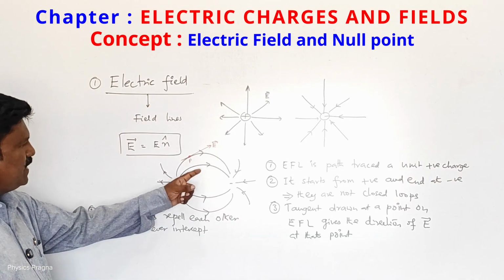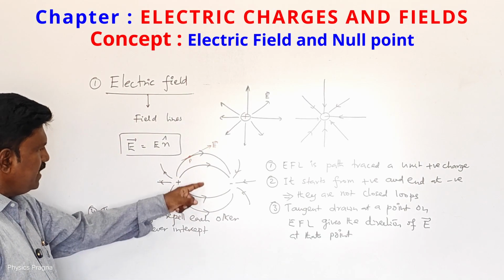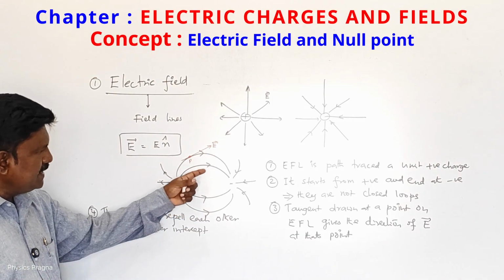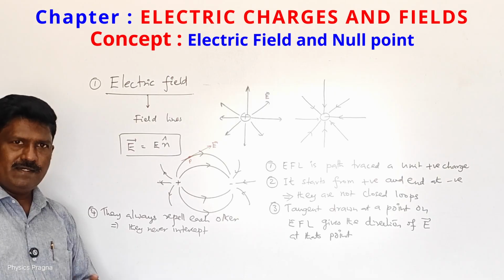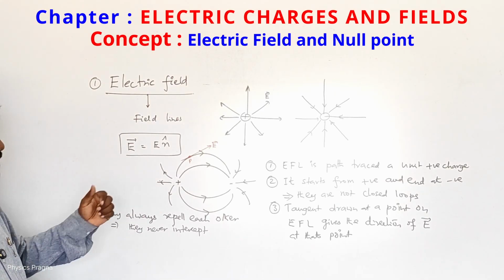So they always repel each other. Why? Because these are the path traced by unit positive charges. That's why they always repel each other, so they never intersect each other. These are the properties of electric field lines.